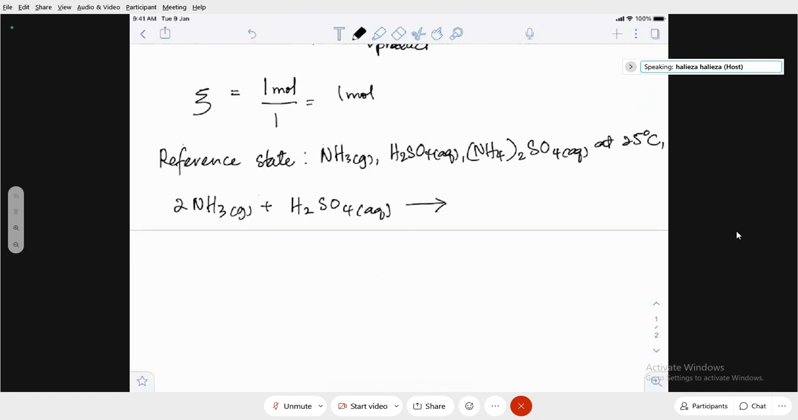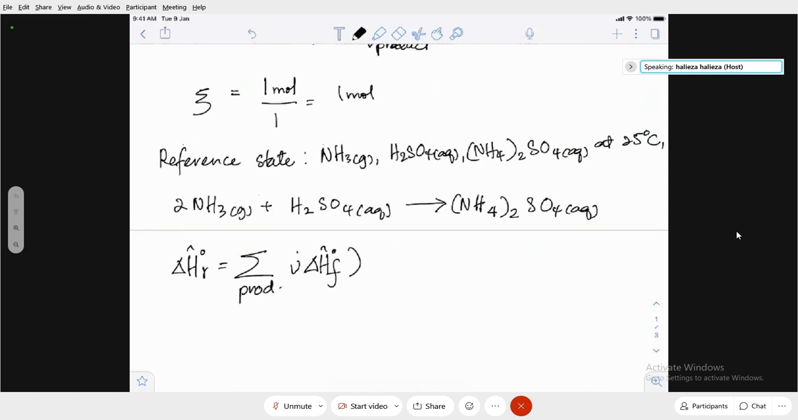Going to form ammonium sulfate, and that is going to be aqueous. For your heat of reaction, according to the heat of formation, it is going to be product stoichiometric coefficient times heat of formation, minus reactant stoichiometric coefficient times the heat of formation of your reactant.